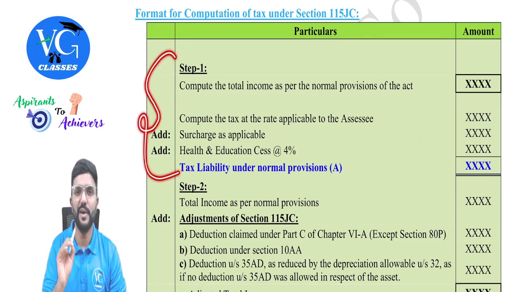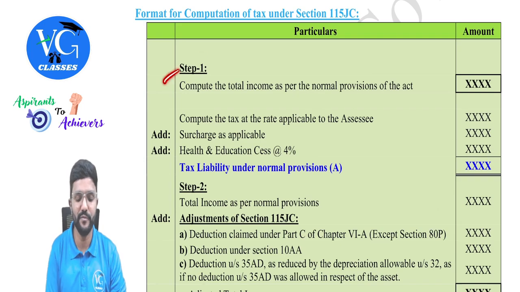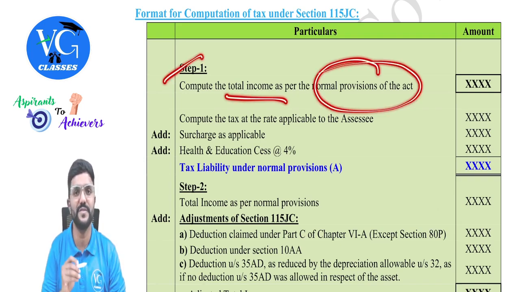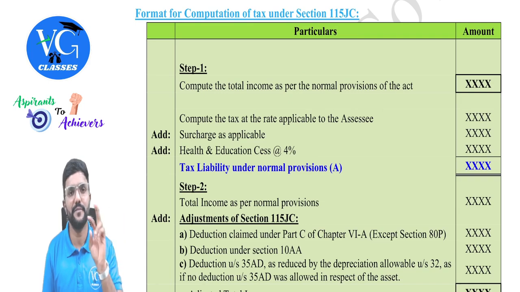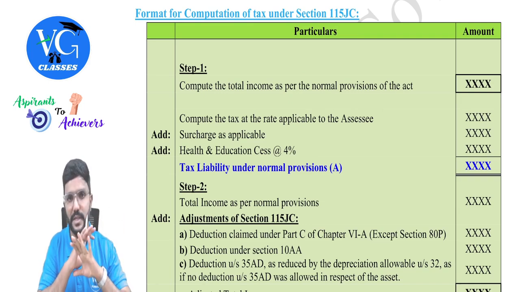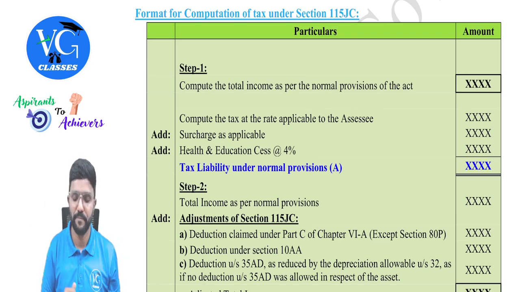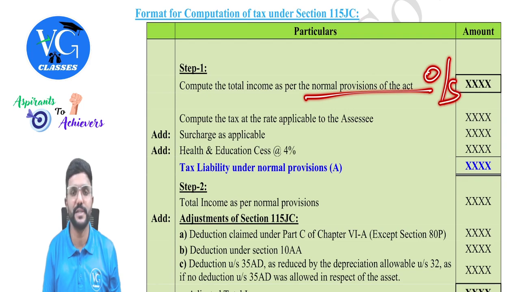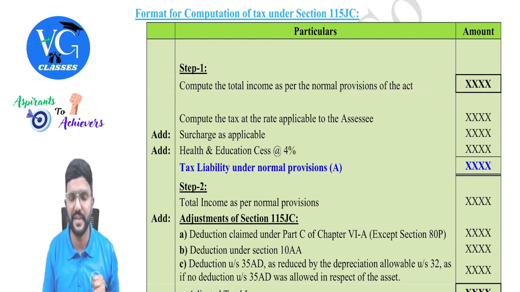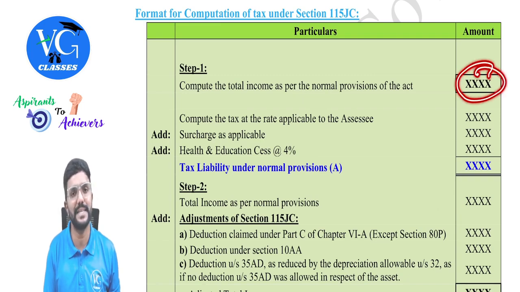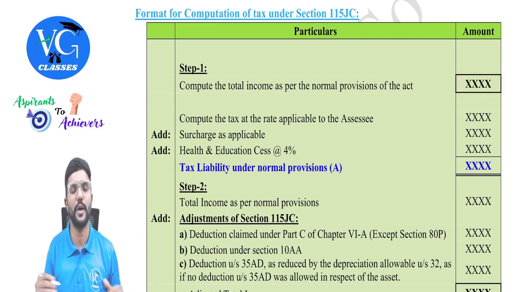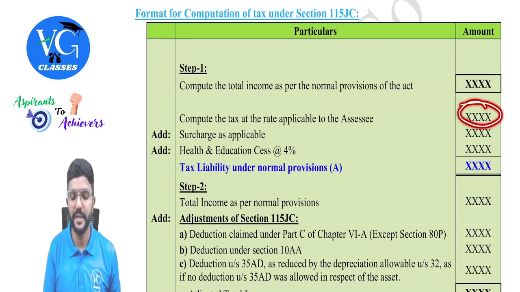Step 1 is all about whatever we already learned, nothing new. Step 1, compute the total income as per the normal provisions of the Act. And as per normal provisions means under the optional scheme, guys, because if an assessee is following the default scheme, then the AMT provision is not at all applicable. Compute the total income as we have learned previously, then calculate the tax liability at the applicable rate. If this includes any special income, first calculate tax on special income at the special rate as per the respective section, then tax on the balance income at normal rate. So you will get the gross tax liability.